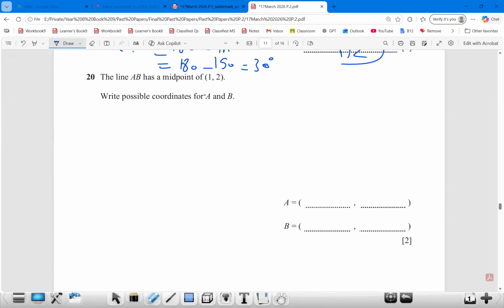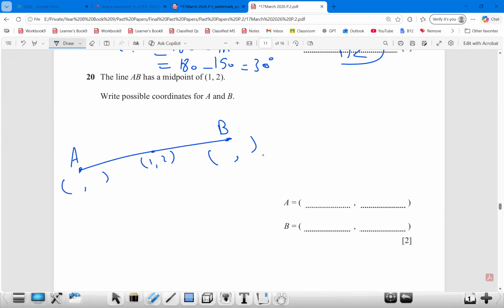The line AB has a midpoint of (1, 2). Write possible coordinates for A and B. Okay, they are telling you right now that there is a line, and the line is AB. But there is a midpoint. The midpoint is (1, 2). They want to find possible coordinates for A, possible coordinates for B. Well, there is an x coordinate and a y coordinate in each one of them.